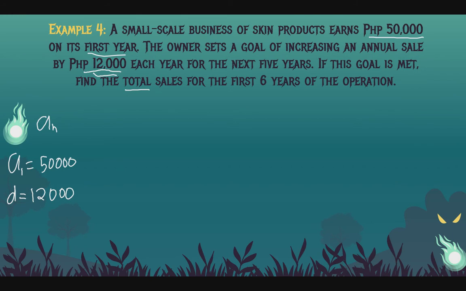Ngayon, ano pong 6 years na to? Yung 6 years na to is yung ating end. At ang hinahanap natin is S sub 6 or total number of kita nila sa loob ng 6 na taon. So, again, may sinabi bang value ng A sub n or ng A sub 6? Wala. So, ang gagamitin ulit natin is yung second formula natin na S sub n is equal to n over 2 times 2 A sub 1 plus n minus 1 times common difference.